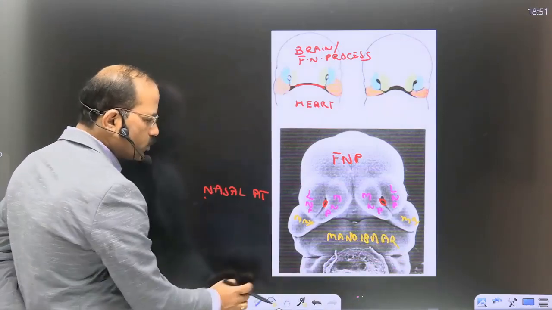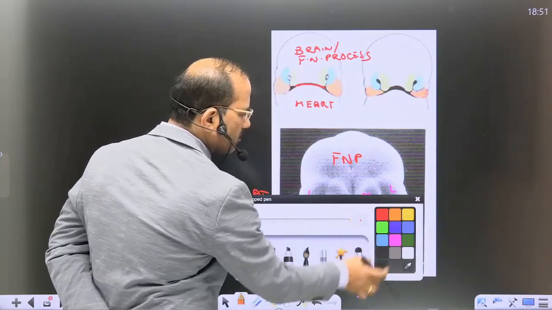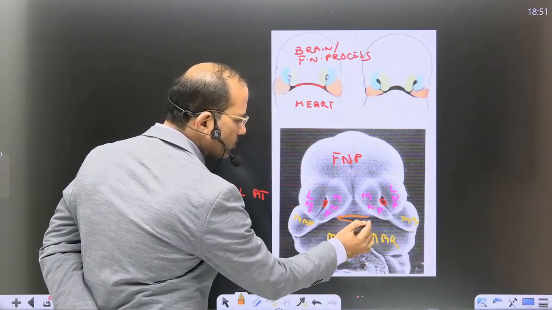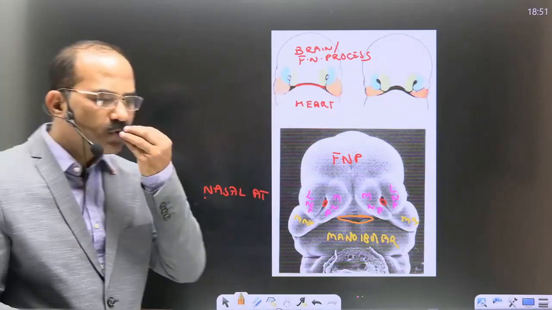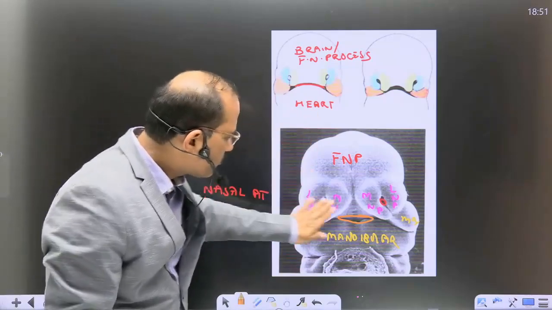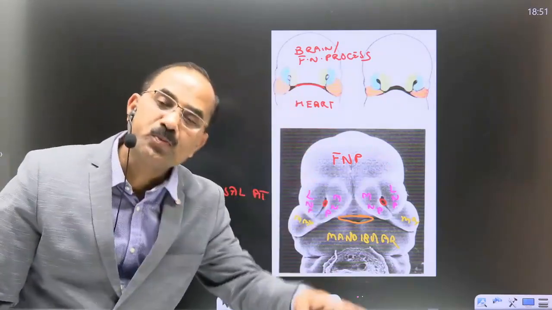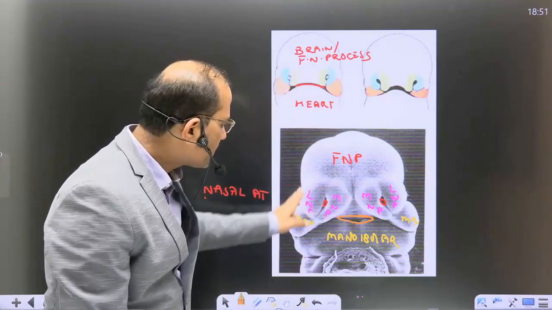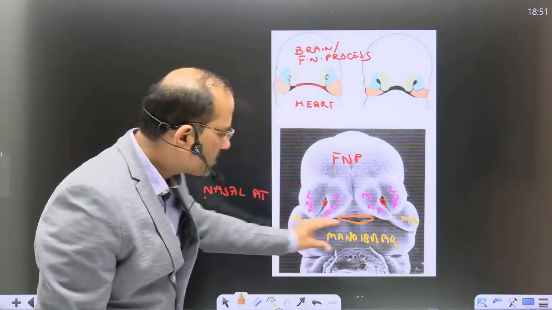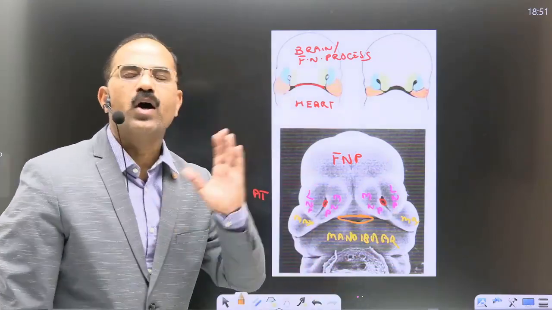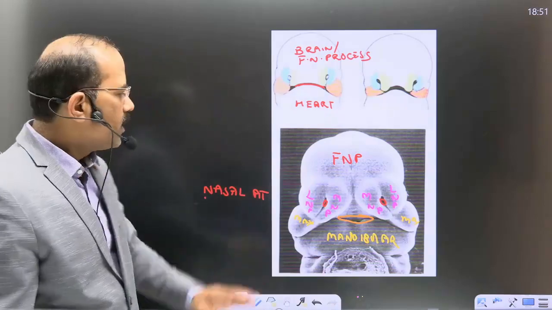And where is the mouth, students? This is the mouth. This is going to be the mouth. Are you able to follow this? So now the mouth is surrounded by, number 1, the frontonasal process with its 2 processes, the medial nasal process and the lateral nasal process. These are the 2 maxillary processes. The mandibular processes are fused to form the lower jaw and the lower lip. Fine. Now try to understand this.